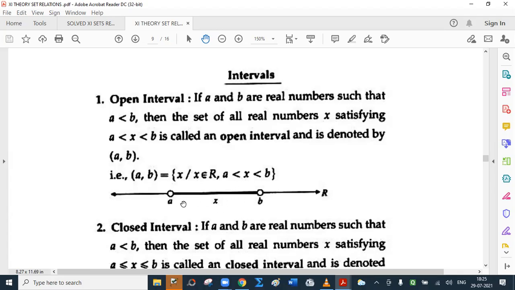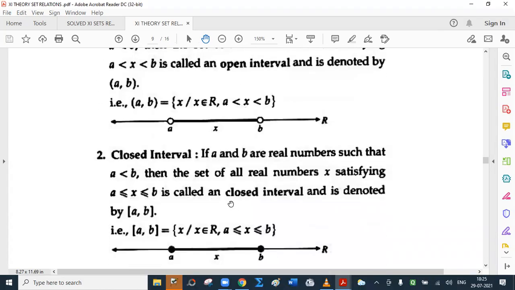See, this is the number line. Now a hollow circle means a and b are not included. They are not part of this domain, we can say. Closed interval.